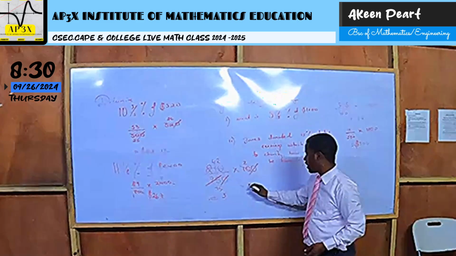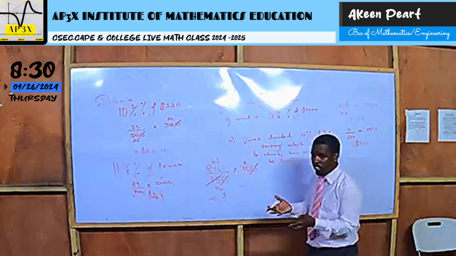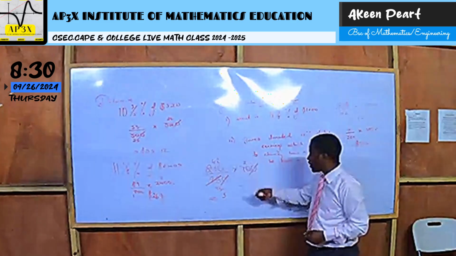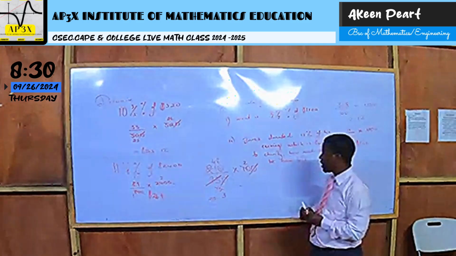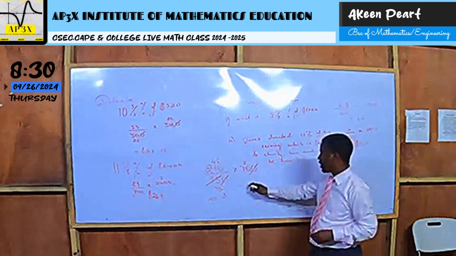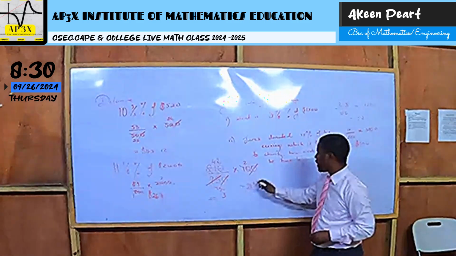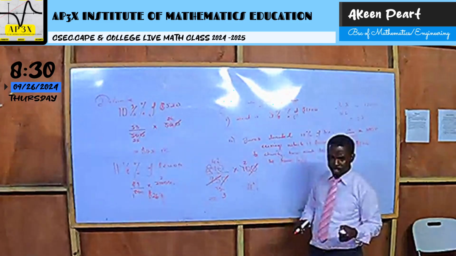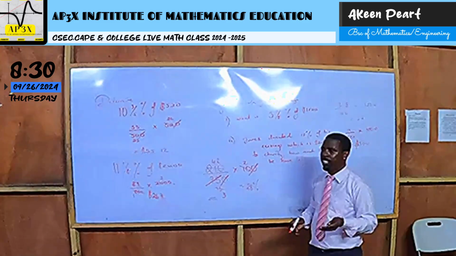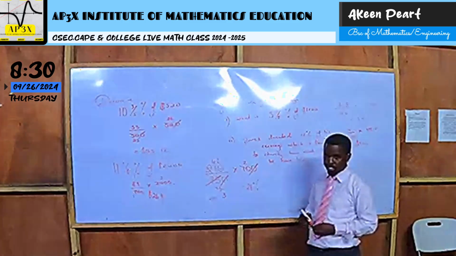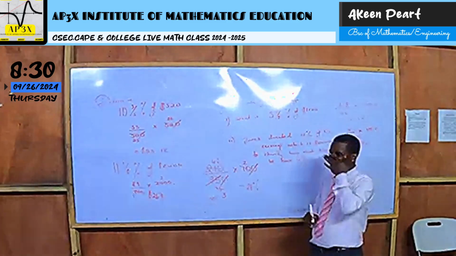84 over 3. No, give the full answer. Oh, divided. So 42 times 2 divided by 3 is 28. So what that means now is that Mary spent 28% of her earnings. That's what we're asking, right?